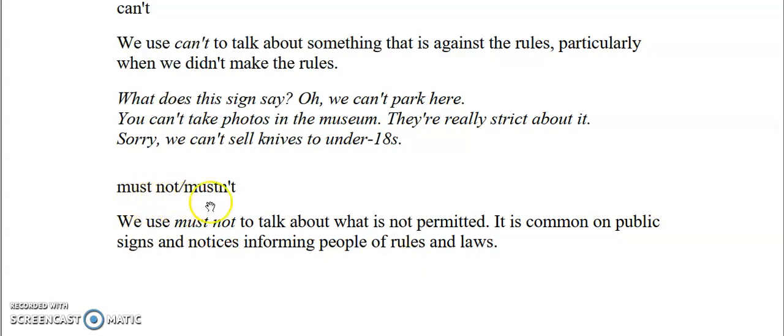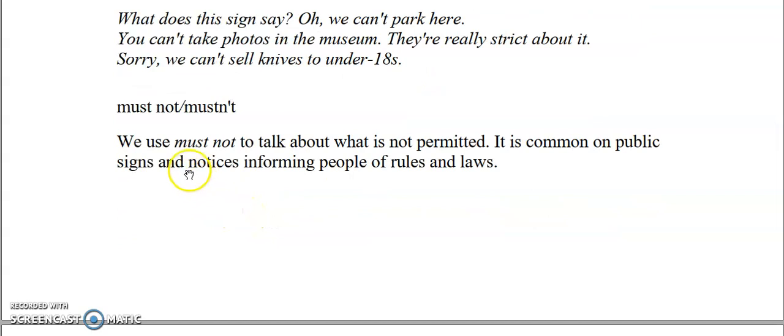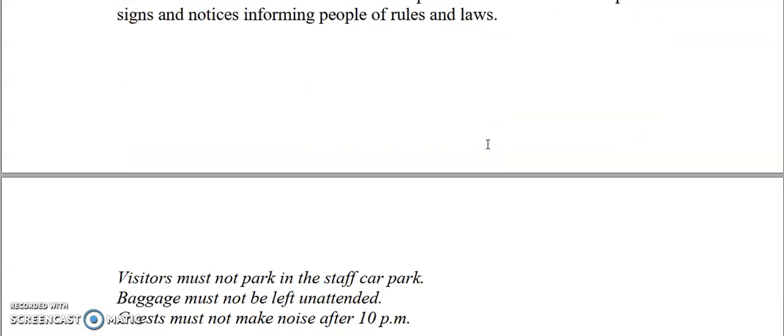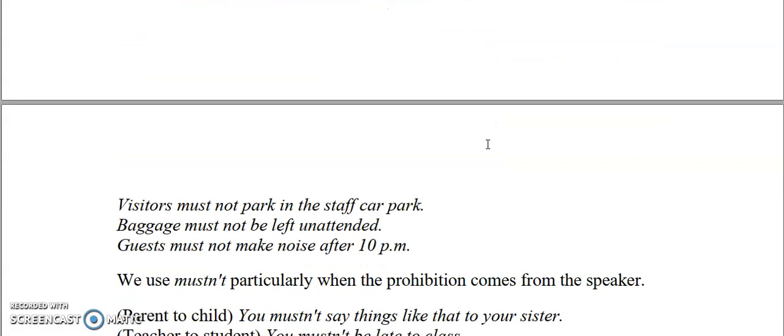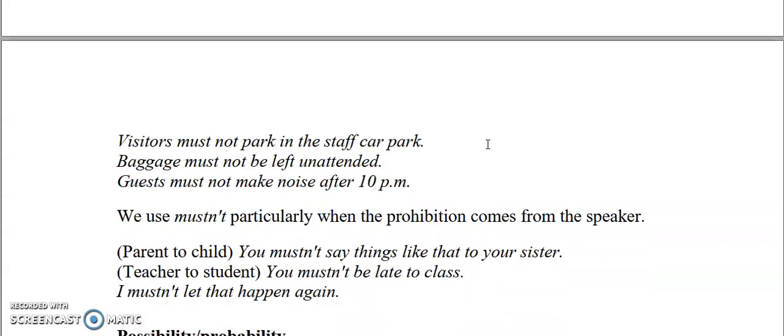Must not or mustn't. We use must not, and this is actually the full form if you're going to use the modal in writing, to talk about what is not permitted. It is common on public signs and notices informing people of the rules and laws. Examples: visitors must not park in the staff park. Baggage must not be left unattended. Unattended meaning nobody around, okay, nobody watching their baggage. Guests must not make noise after 10 p.m.